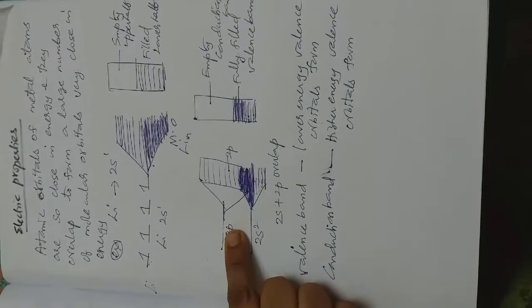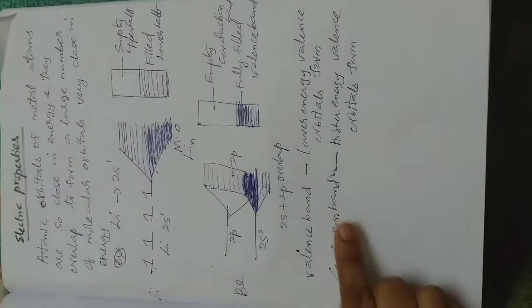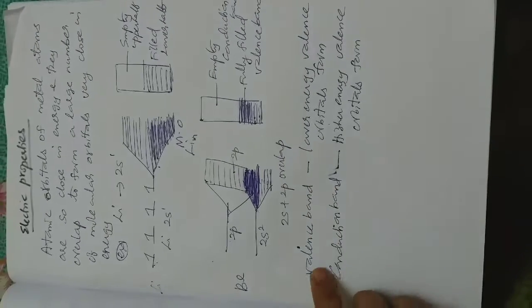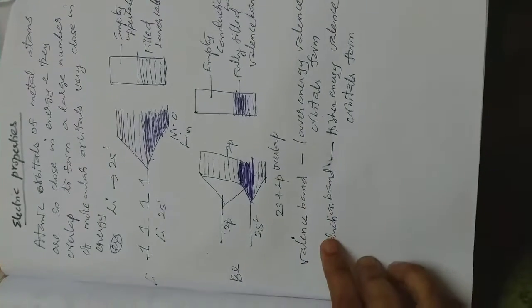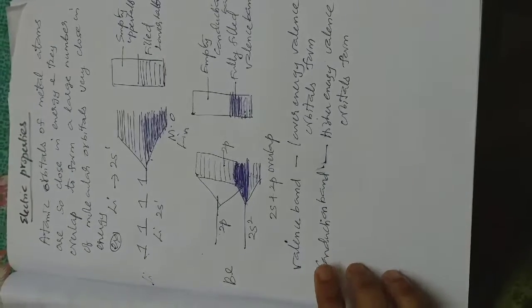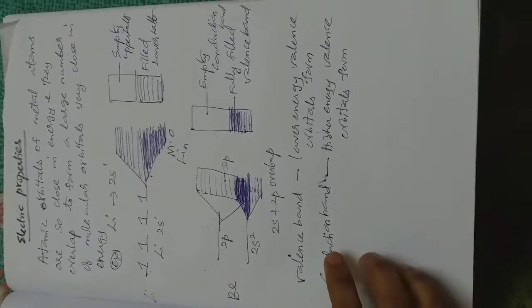I hope you understood this conduction band and valence band. So what is the valence band? The lower energy valence orbitals form the valence band. And the higher energy valence orbitals form the conduction band. So the unoccupied higher energy band is called the conduction band.